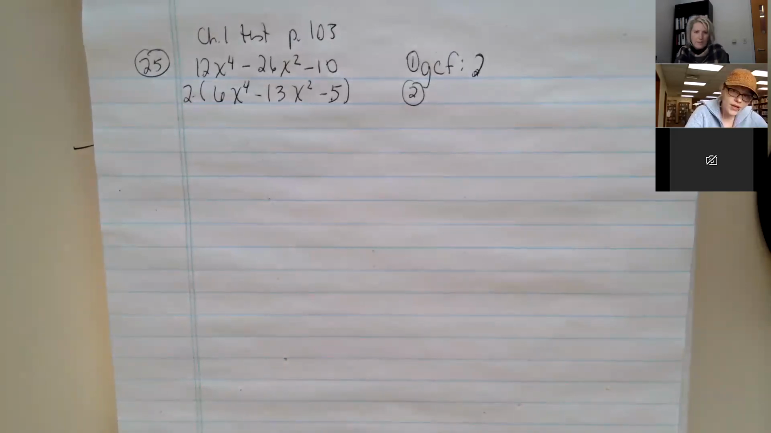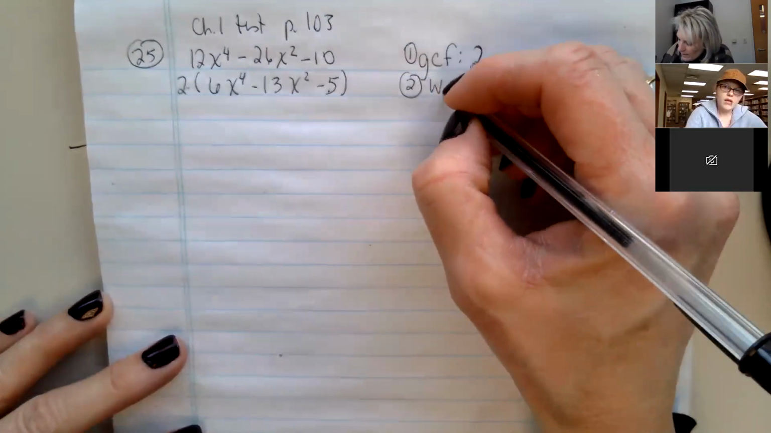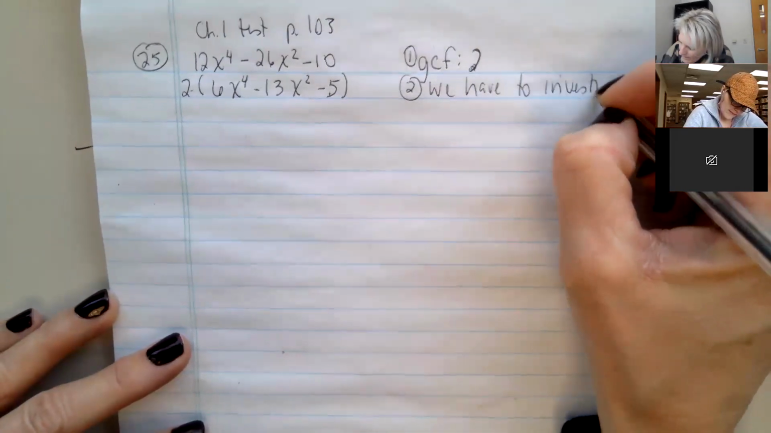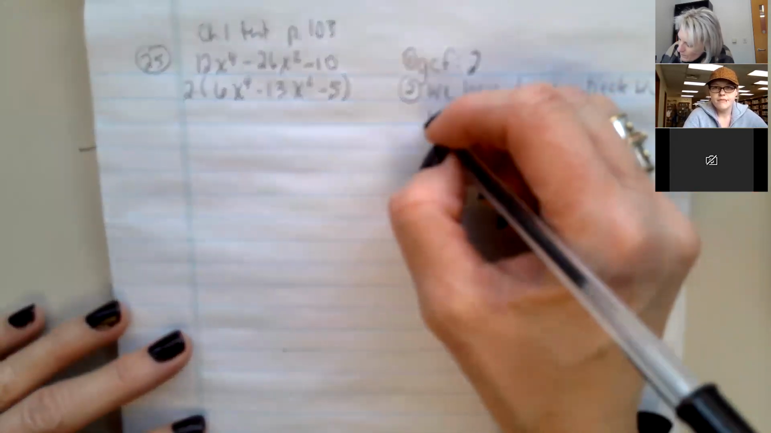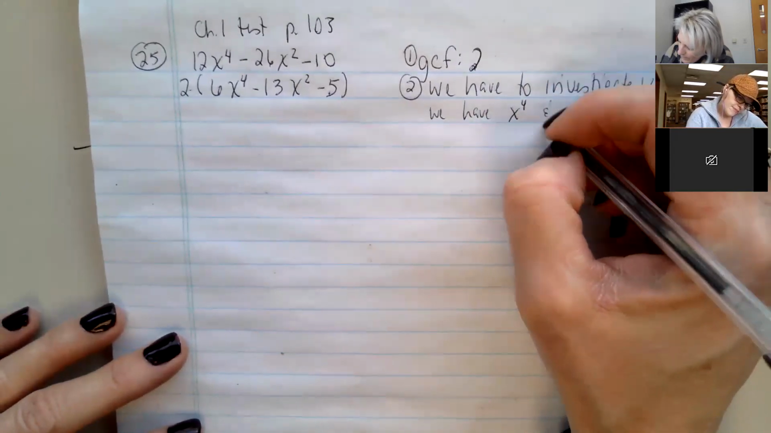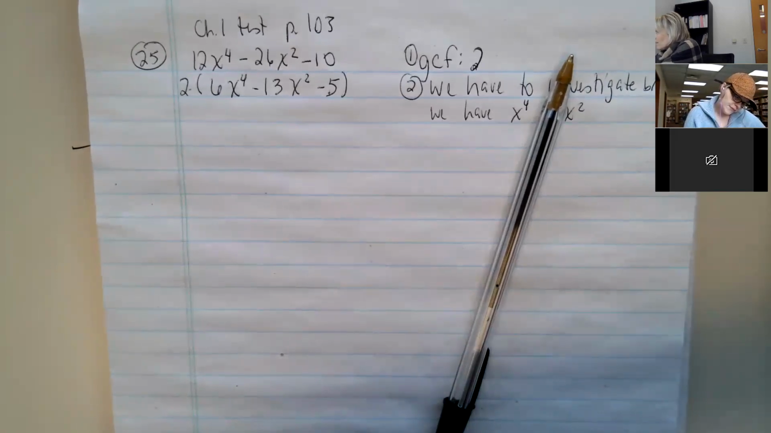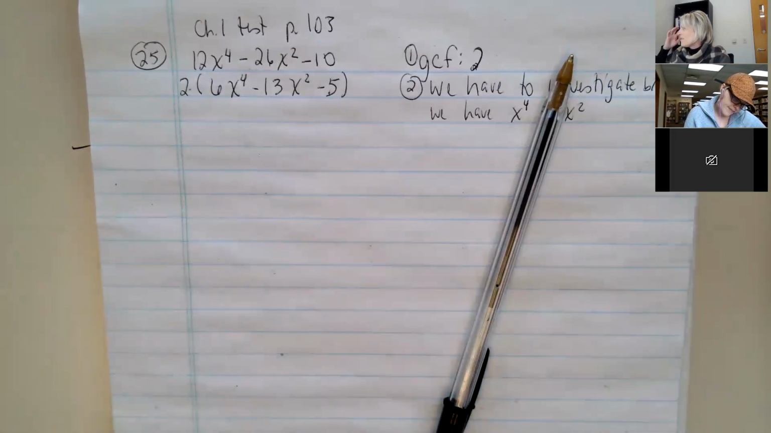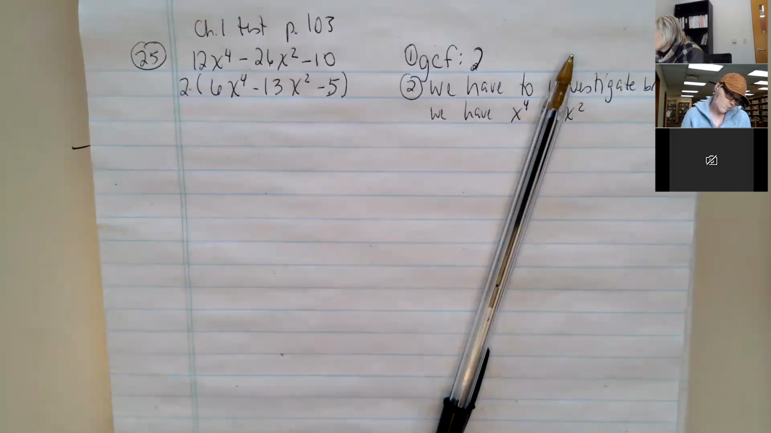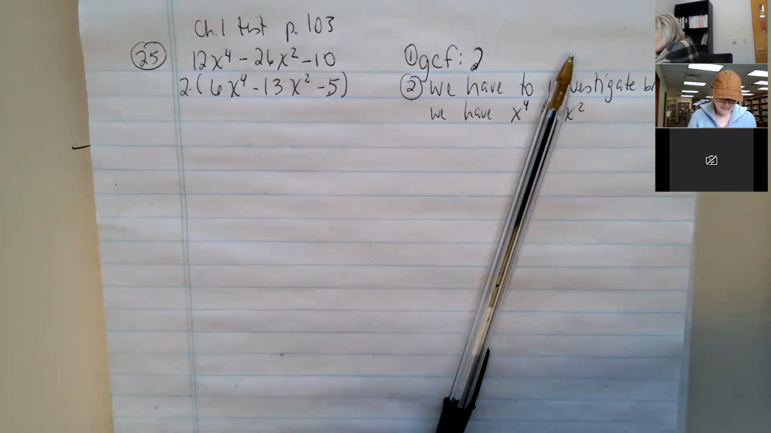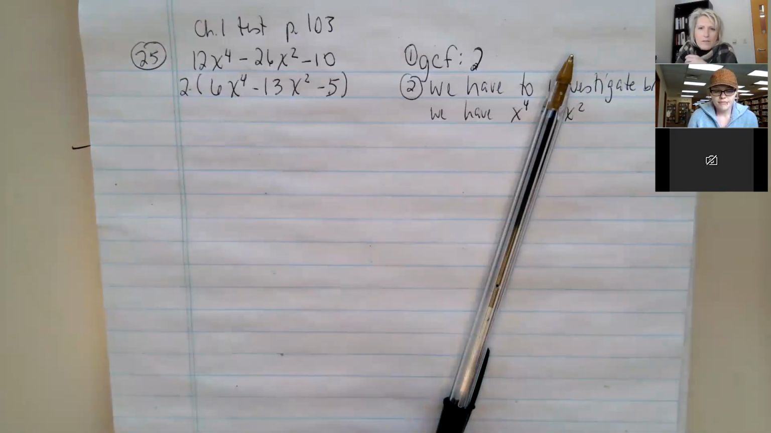So my next step is we have to investigate. And that's because we have X to the 4th and X squared. So they're both bigger than 1. So we have to try and see if there's something else we can do here. Everybody with me so far?